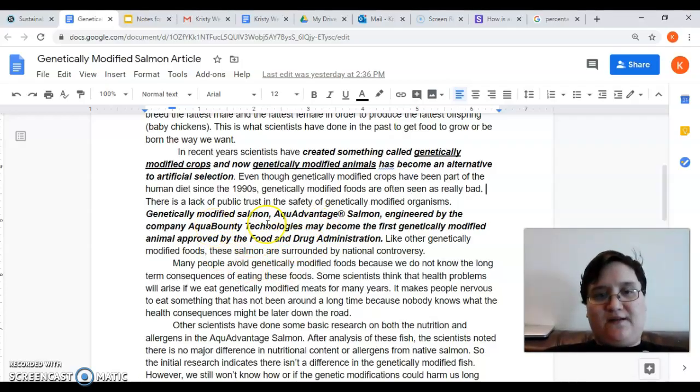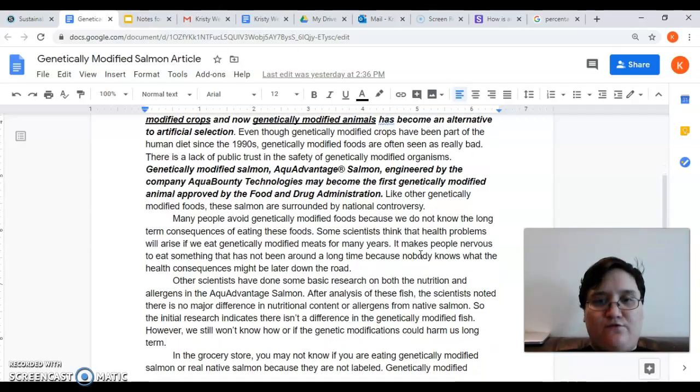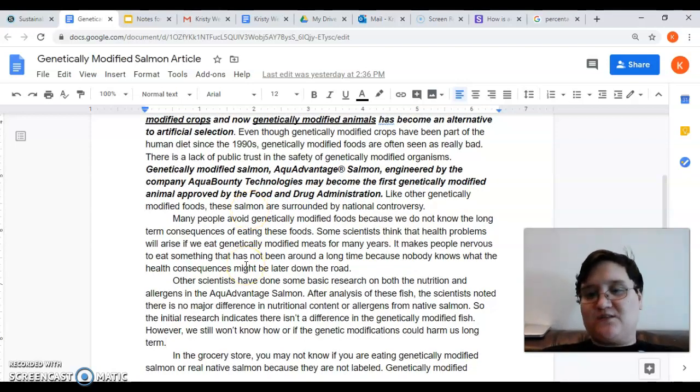Okay, so genetically modified salmon, engineered by the company AquaBounty Tech, may become the first genetically modified animal approved by the United States Food and Drug Administration. Like other genetically modified foods, these salmon are surrounded by controversy. People, again, they're not for these GMOs typically. Many people avoid genetically modified foods because we do not know the long-term consequences of eating these foods, right?